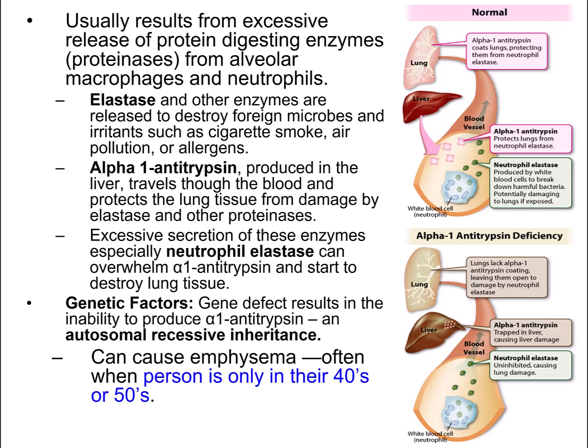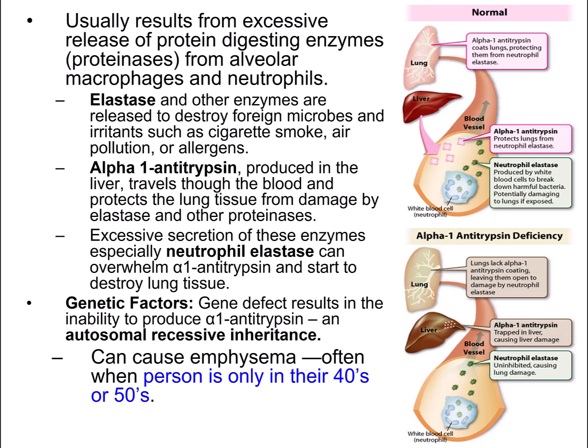But what happens is they get overwhelmed by all of these irritants. There are lots of irritants, especially if a person is smoking cigarettes. It can cause excessive release of these enzymes, especially neutrophil elastase. And this can overwhelm a substance called alpha-1 antitrypsin and start to destroy the lung. And what is alpha-1 antitrypsin? This is a protein that's produced by the liver, and it travels via the bloodstream to the alveoli, where it helps to protect against the enzymes destroying your own lung tissue.